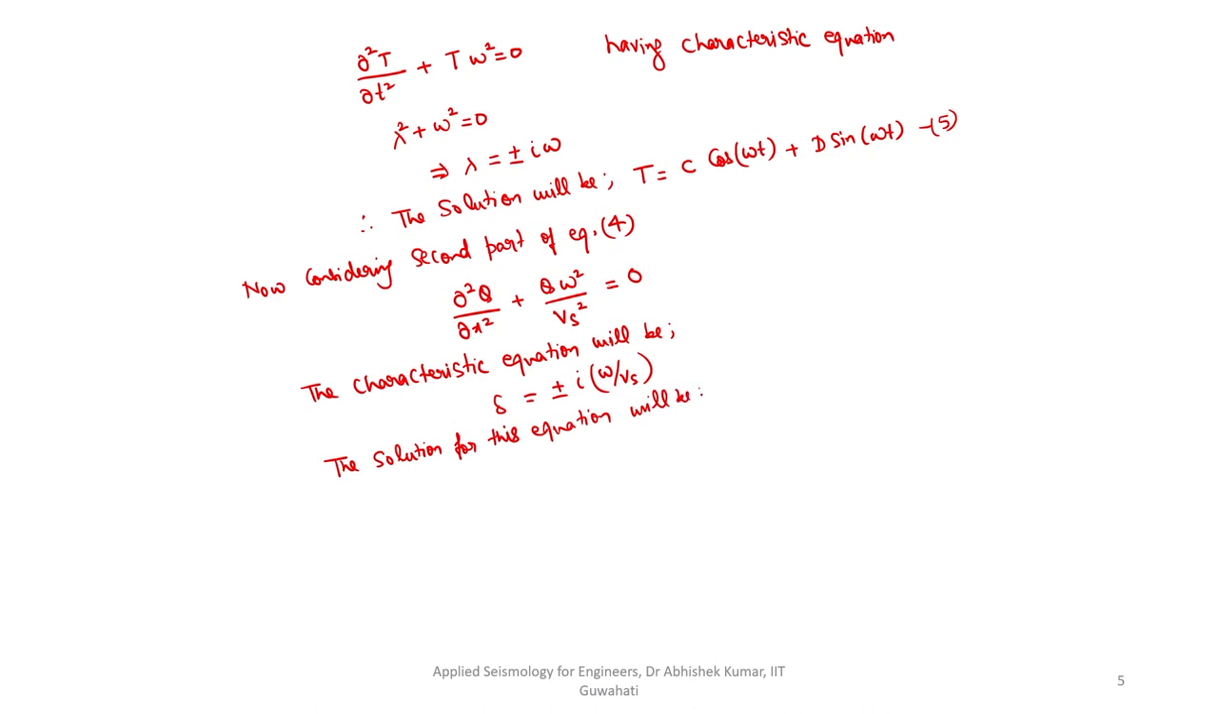that means the solution for q will be equals to a cos omega over v s times x plus b sin omega over v s x. This is one equation, which I have given as 6. Equation 5 gives you the particle displacement variation with respect to time. Equation 6 gives you the particle displacement with respect to space.